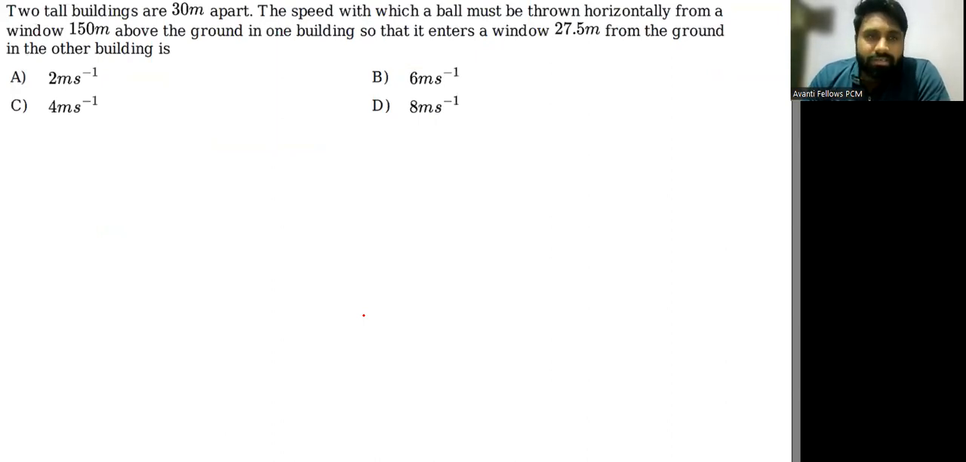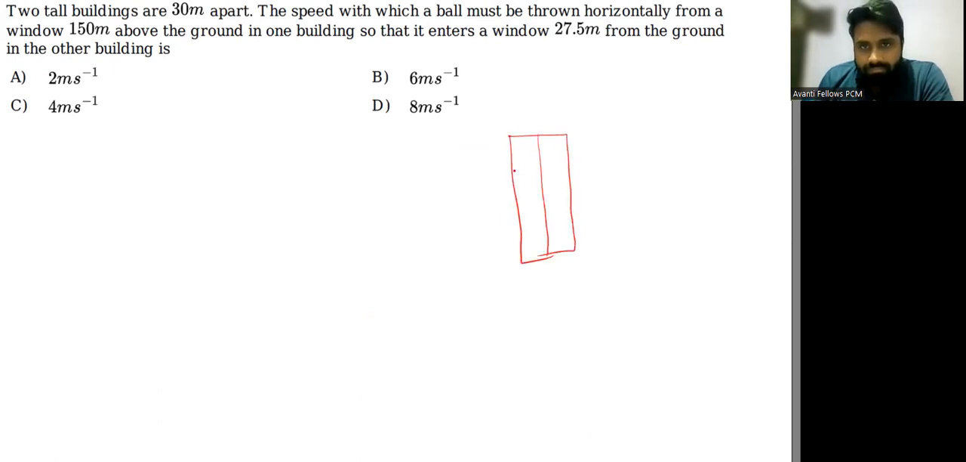Now, two tall buildings are 30 meters apart. The speed with which a ball must be thrown horizontally from a window 150 meters above the ground in one building, so that it enters a window 27.5 meters from the ground in the other building. So in this question, this is the building first of all, and this is the other building.